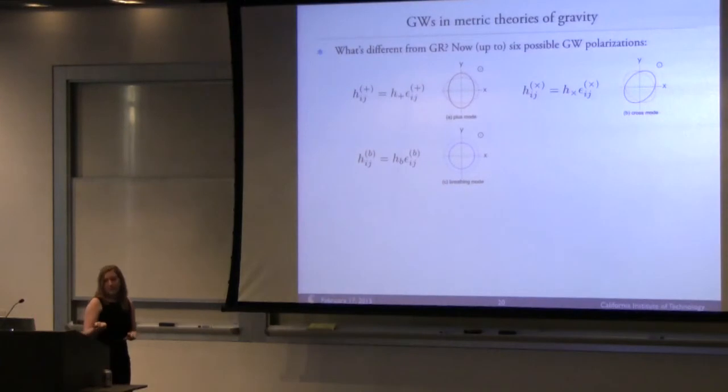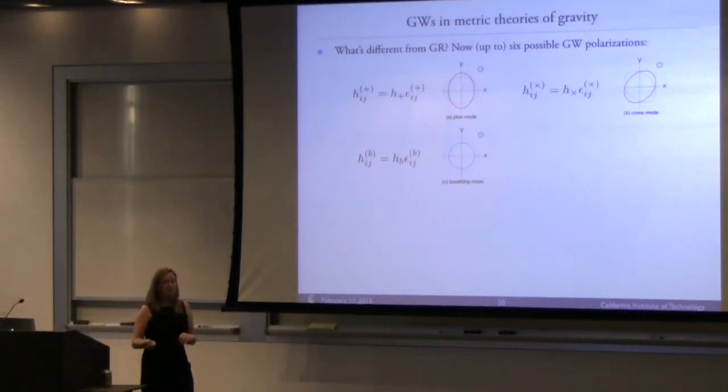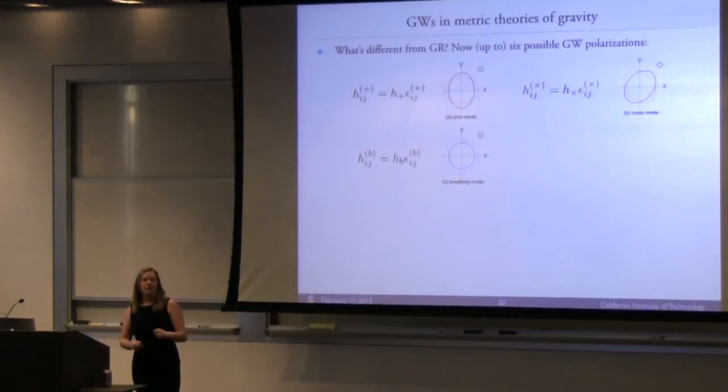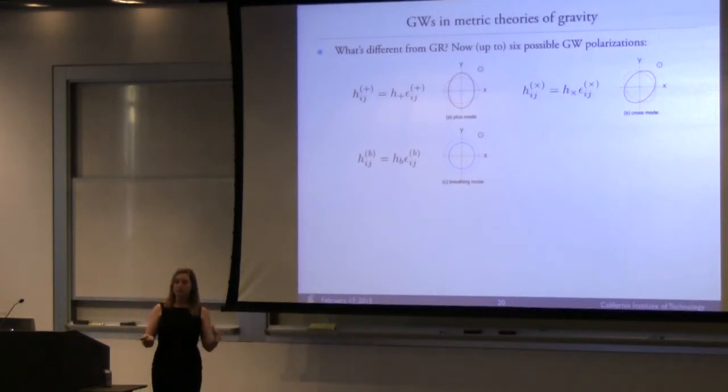Now, my talk is all about gravitational waves. So we need to understand what happens with gravitational waves when you generalize from general relativity to any old metric theory of gravity. And what ends up happening is that now, instead of having two possible gravitational wave polarizations, which is what you have for GR, you can actually have as many as six gravitational wave polarizations.